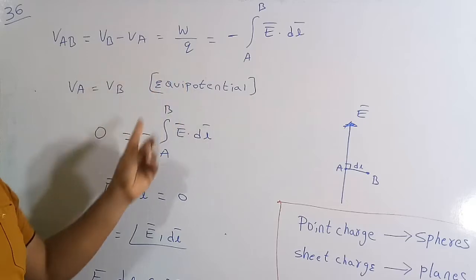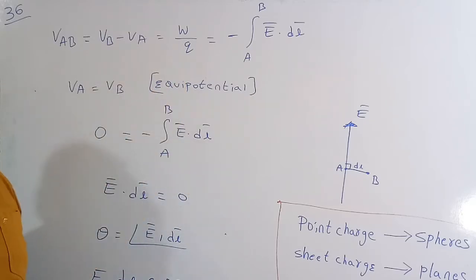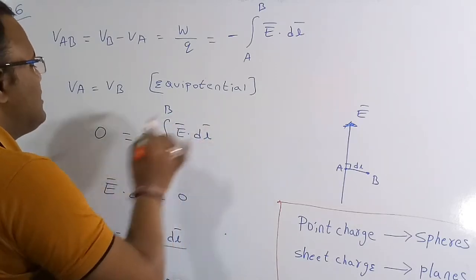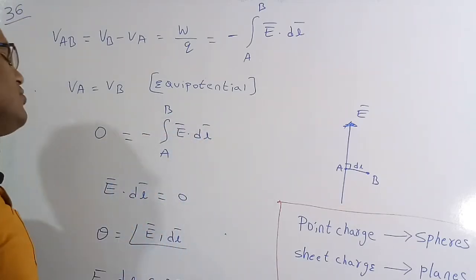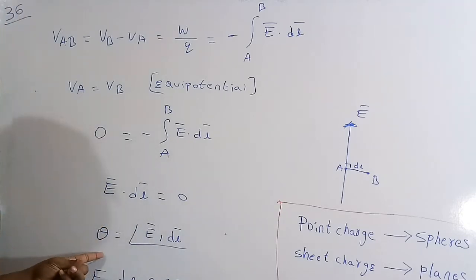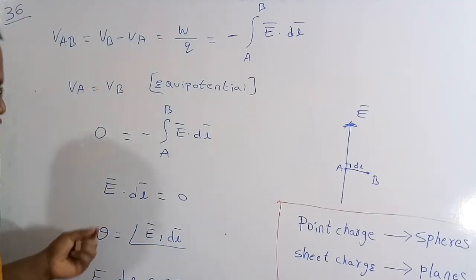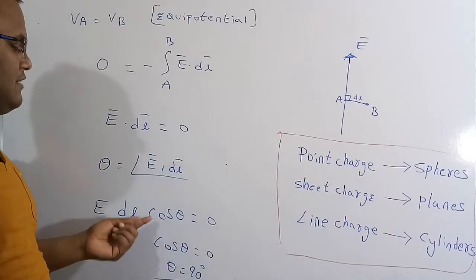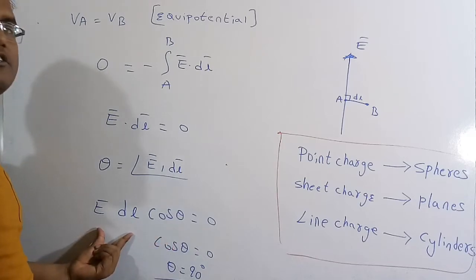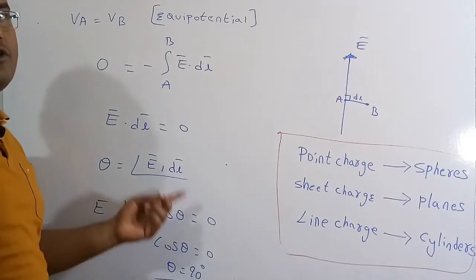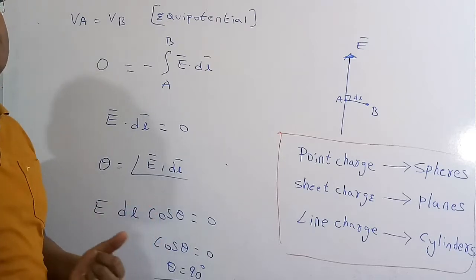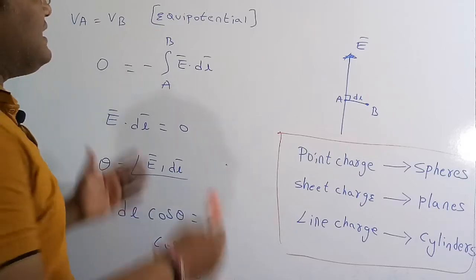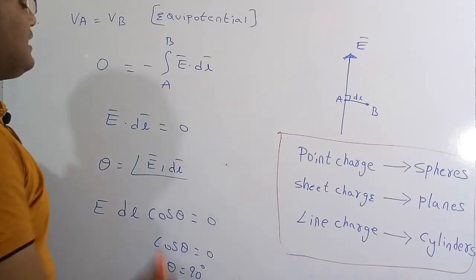So 0 is equal to minus integral of A to B of E bar dot dl bar. Clearly, for this to be equal to 0, the dot product should be equal to 0. Theta is the angle between E bar and dl bar. So the dot product, which is E into dl into cos theta, is equal to 0. E and dl are non-zero values, so definitely cos theta has to be 0, then only non-zero value into 0 value is equal to 0. So cos theta is equal to 0, which indicates that theta is equal to 90 degrees. Theta is the angle between the electric field and dl bar.